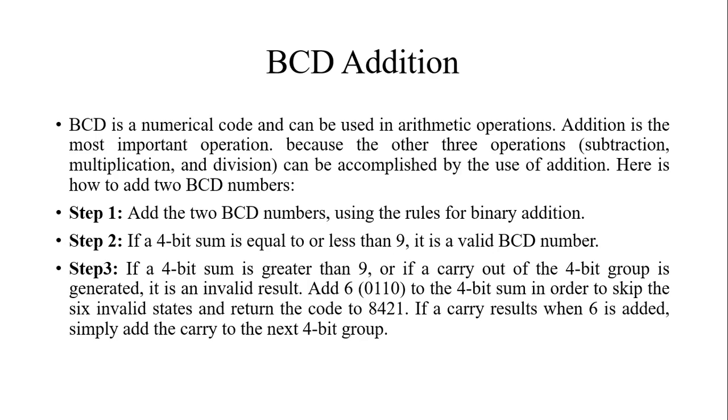In these two cases we add 6, the BCD of 6, 0110, to the 4-bit sum in order to skip the 6 invalid states and return the code to a valid BCD. If a carry results when 6 is added, simply add the carry to the next 4-bit group. So these are the steps. Follow these steps in the addition of two BCD numbers.